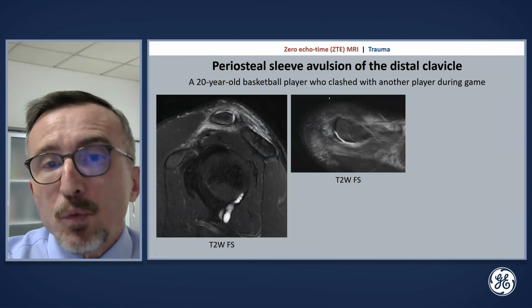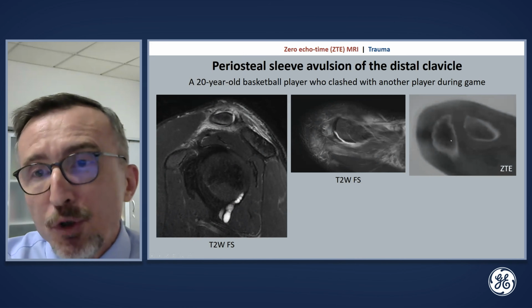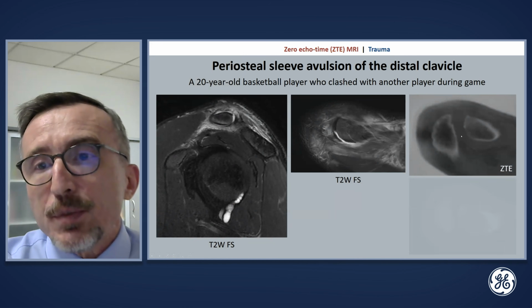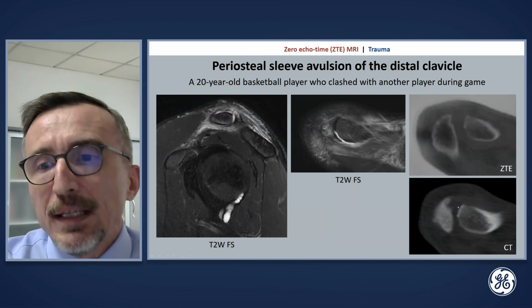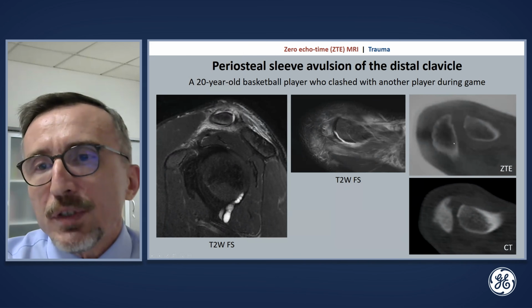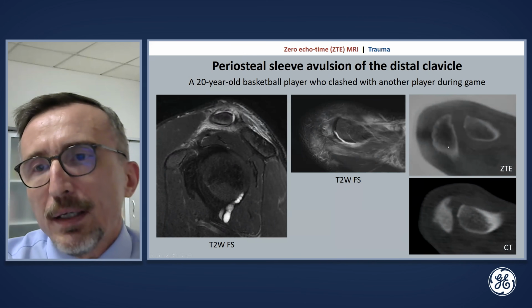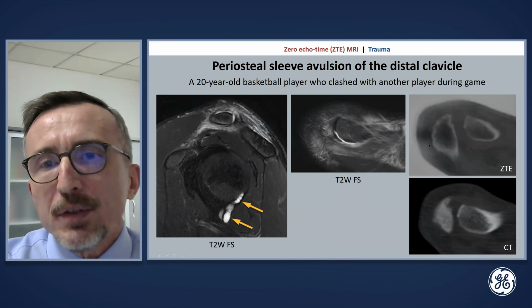In this patient with periosteal sleeve avulsion of the distal clavicle, we could make the diagnosis in a more sure manner, because you can see that in this particular ZTE image, and this was confirmed with CT, there is not a cortical fracture, but rather it is a periosteal avulsion by the capsule of the distal clavicle right here. And we are sometimes seeing the lack of a mineralized fracture as nicely depicted in this particular patient.